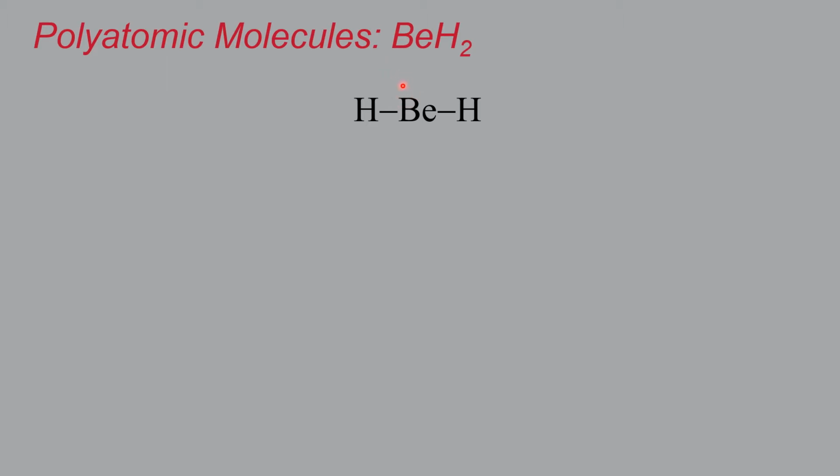There's an underfilled octet on the beryllium, but beryllium just doesn't have a whole lot of valence electrons, neither does hydrogen for that matter. So sometimes, or a lot of times, beryllium compounds, boron compounds as well for that matter, often have underfilled octets, but that's okay for now.